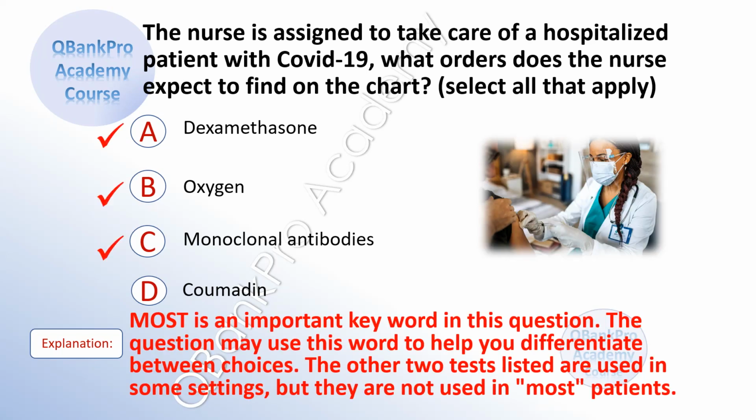The correct answer is dexamethasone, oxygen, and monoclonal antibodies. Explanation. In this question and the one that follows, you are asked to distinguish between the treatments for hospitalized and non-hospitalized patients. It is important to remember the treatments are different depending on the setting.